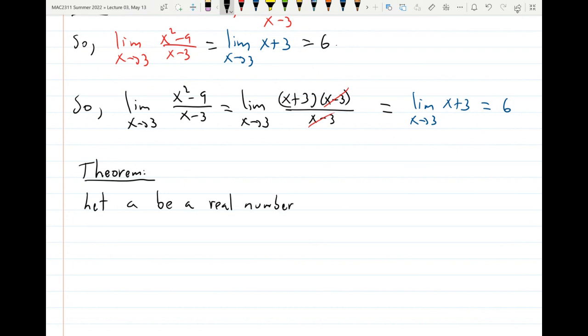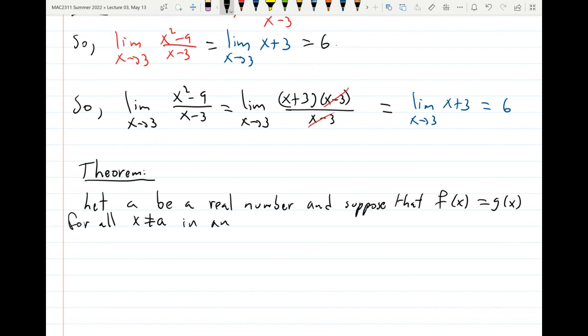Let a be a real number, and suppose that f of x equals g of x for all x different than a in an open interval. It doesn't have to be for every real number, but around a, okay? In an open interval containing a. So I'm not even telling you what happens at a.